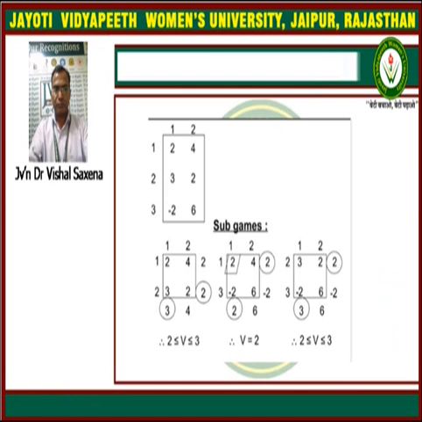And for the third subgame we can see the row minimum values are 2 and minus 2, while the column maximum values are 3 and 6, and therefore the maximin value is 2 and the minimax value is 3. Both are not the same. Hence this subgame does not have a saddle point, and therefore the value of this game will be greater than or equal to 2 and less than or equal to 3.